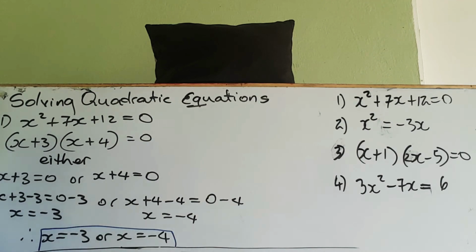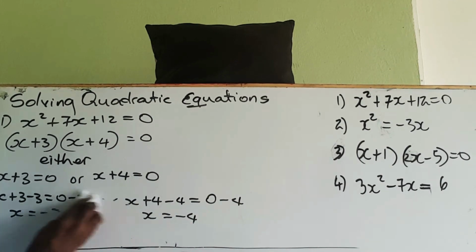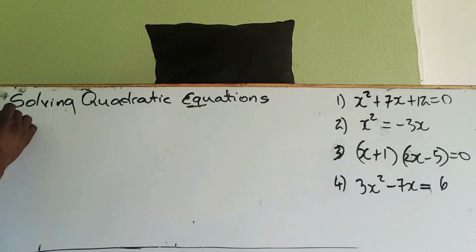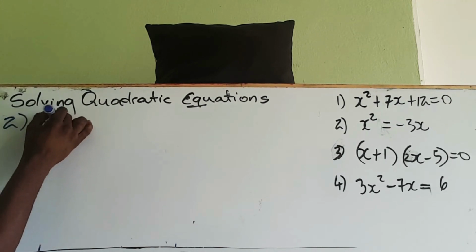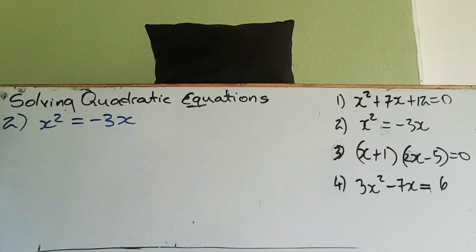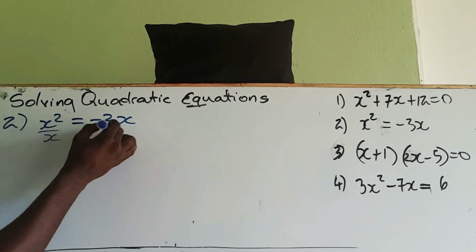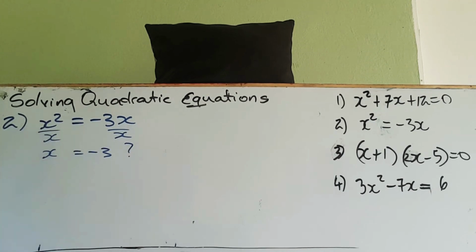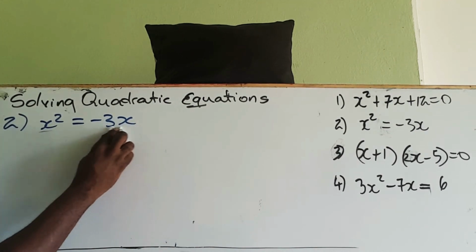Now let us look at question 2. Now in question 2, we have x squared is equal to negative 3x. One of the mistakes that people make is that they'll divide throughout by x. So in dividing throughout by x, they'll end up getting x is equal to negative 3. And this is not necessarily wrong, it is just incomplete. So never try to divide throughout by a variable, because you are going to cancel one of the responses. So that's not the way we're going to take it.